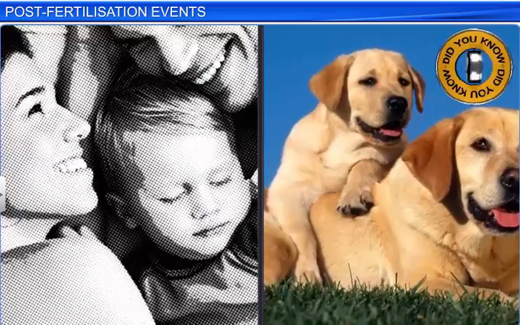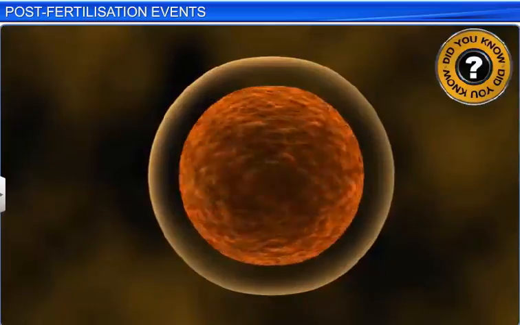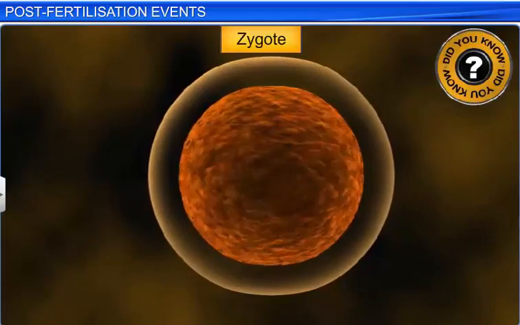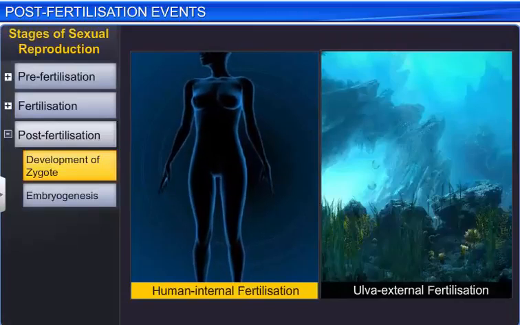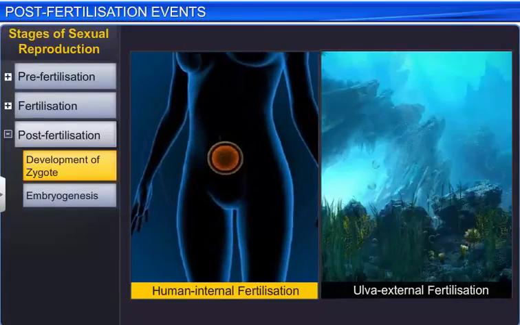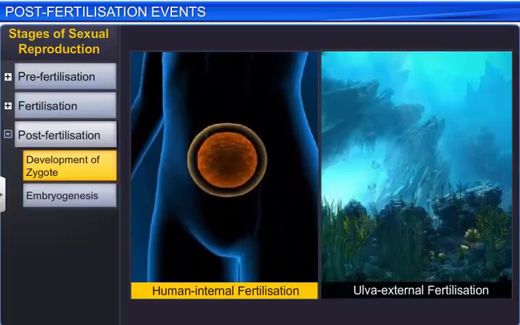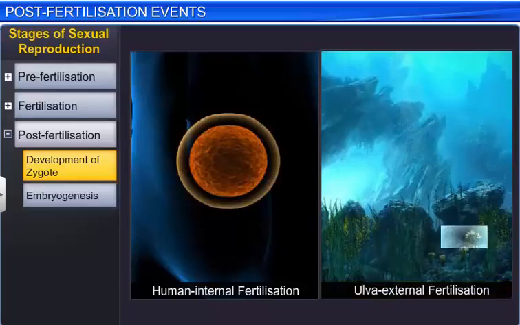Did you know that every sexually reproducing organism begins his or her life as a zygote? Depending on whether fertilization is internal or external, the zygote is either formed inside the organism or outside in an external medium such as water.